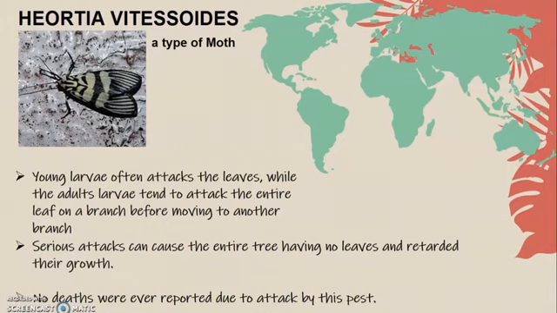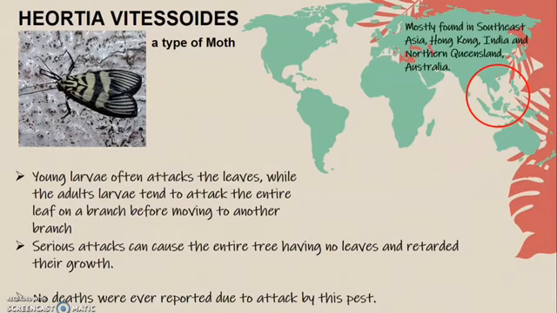The first one is Hortia vitisoides, a type of moth. It is mostly found in Southeast Asia, Hong Kong, India, and northern Queensland, Australia. Young larvae often attack the leaf, while the adult larvae tend to attack the entire leaf on a branch before moving to another branch. Serious attacks of Hortia vitisoides can leave the entire tree with no leaves and retard its growth.